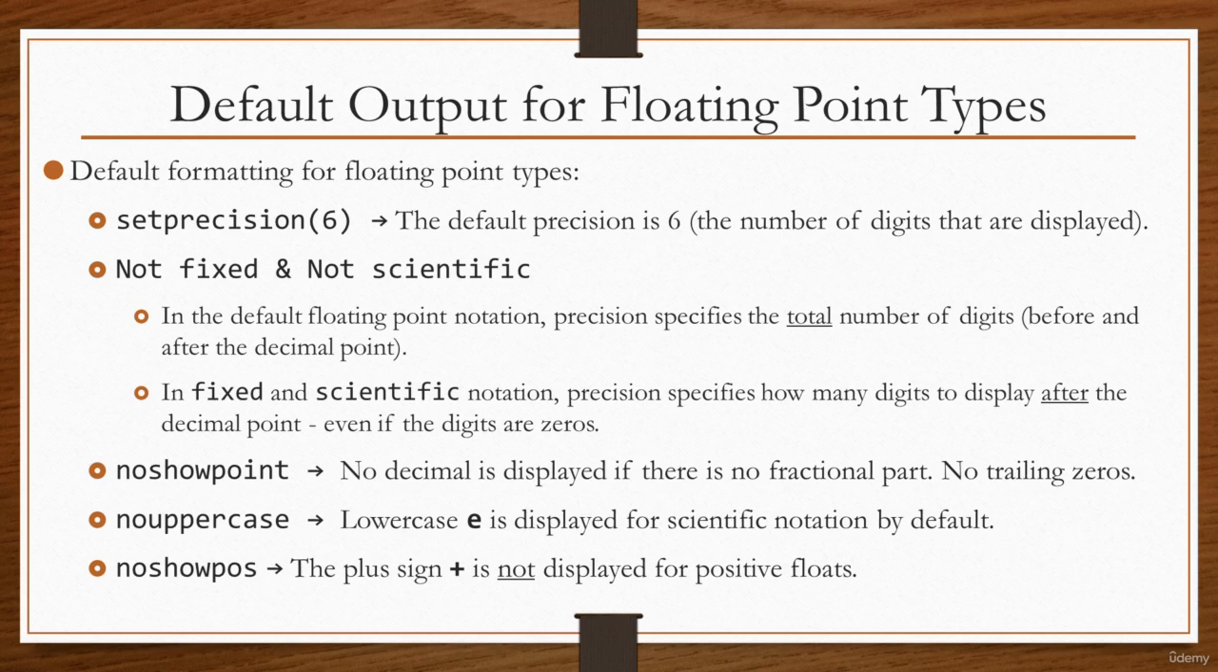We also have no show point, because no decimal point is displayed if there is no fractional part, and we also have no trailing zeros. No uppercase, because lowercase e is displayed for scientific notation by default, and then no show pos, because the plus sign is not displayed. Finally, we have no show pos, because the plus sign is not displayed for positive floats.